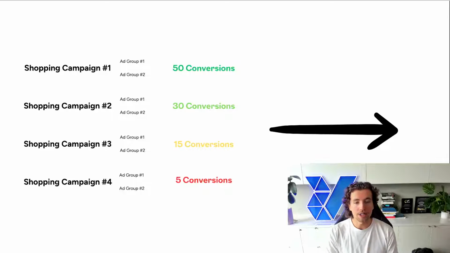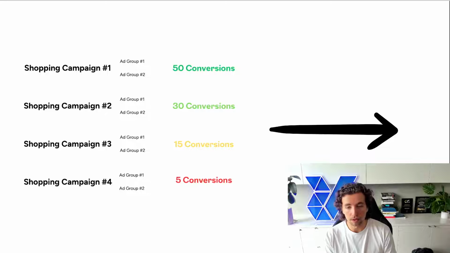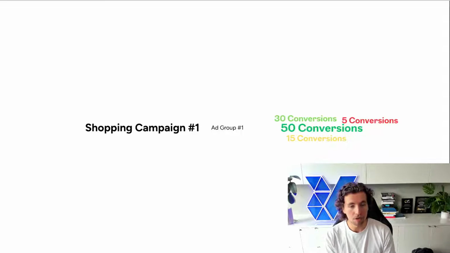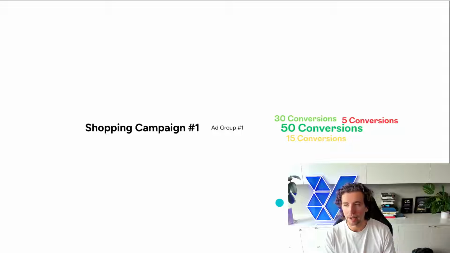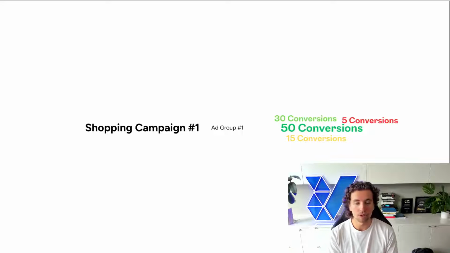That's why if we see an account with 4 different shopping campaigns, we will generally suggest, depending on the individual nuances of the business model, for them to consolidate down to a single shopping campaign. And that way, all of these 30, 50, 15, 5 conversions can become one campaign with 80 or 90 conversions, which is going to result in much better customer modeling and therefore better bid adjustments at auction and therefore better performance as a whole.